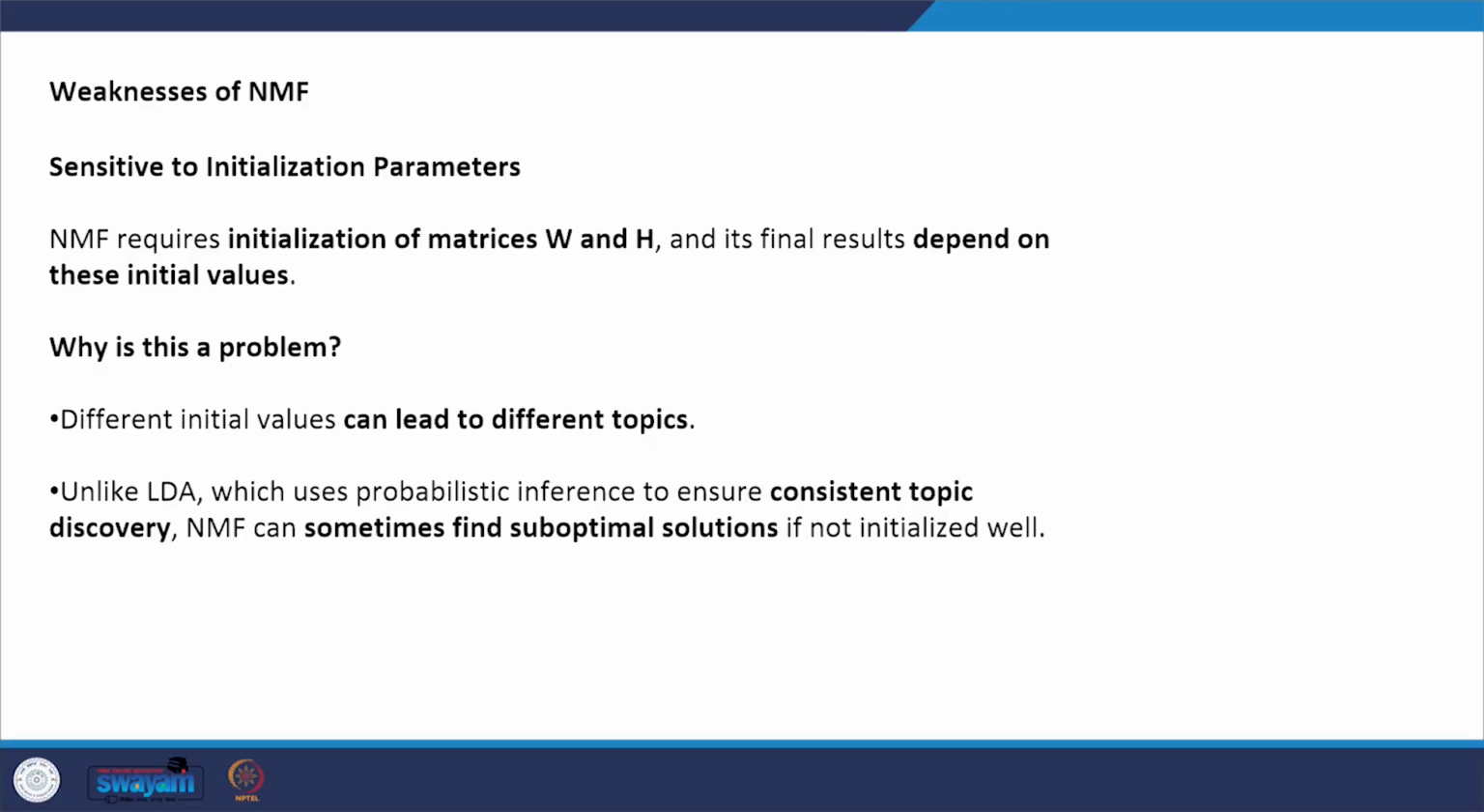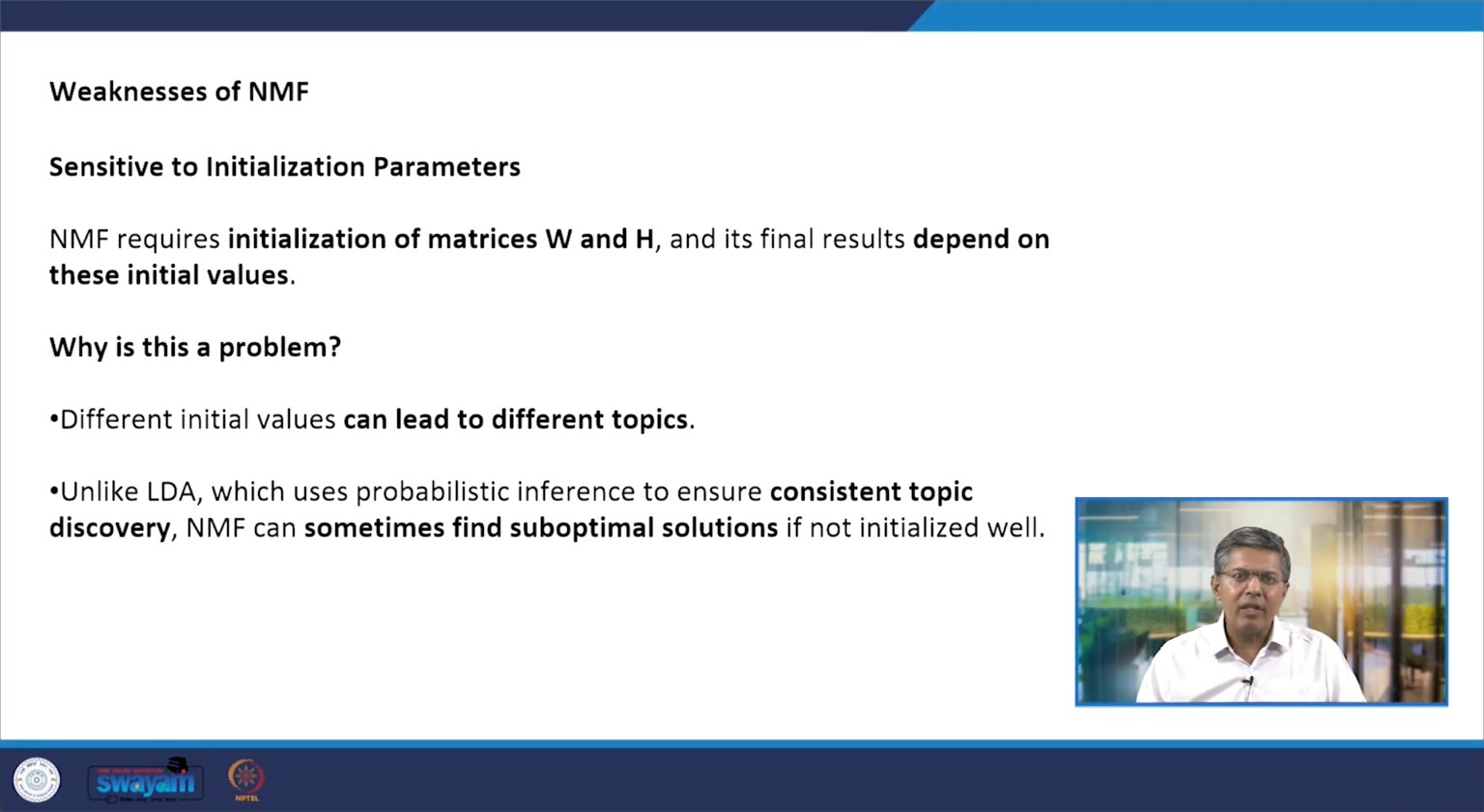When NMF starts, it starts with a very small value. So, unlike LDA, which uses probabilistic inference to ensure consistent topic discovery, NMF can sometimes find suboptimal solutions if not initialized well. I hope you understood that LDA goes for a probabilistic method, this goes for a simple algebraic approach. Because LDA uses a probabilistic approach, it can give you better insights. But here the problem is, when you start with those initial parameters, maybe your initial parameters will give you topics which are less meaningful.